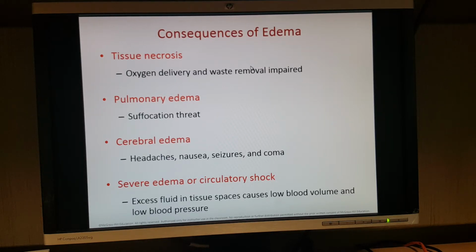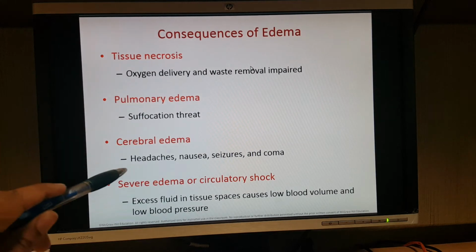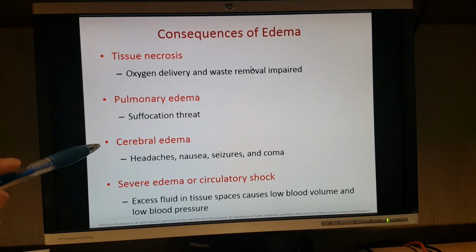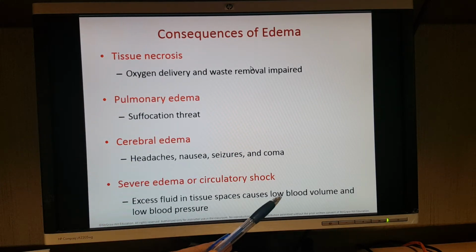And the last one, severe edema or circulatory shock, is when there's so much fluid in that tissue space that it has reduced the level of blood circulating around in your circulatory system. So that low blood volume leads to low blood pressure, since there's not enough fluid to push against and cause enough blood pressure to keep things circulating through your body.